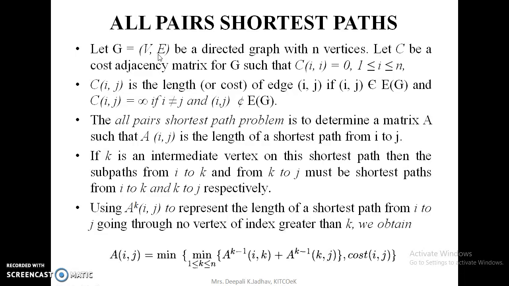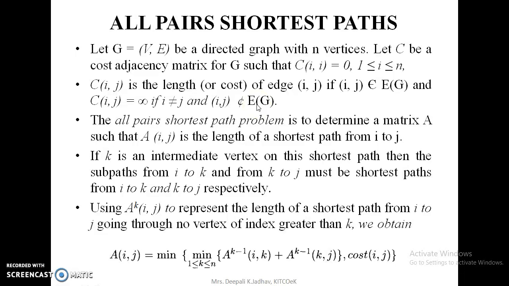So this graph, first we represent as a cost adjacency matrix, such that C(i, i) is equal to 0, means all diagonals first we consider as 0. After that, C(i, j) is the length or cost of the edge (i, j) if (i, j) belongs to the edges of the graph. Otherwise, C(i, j) is equal to infinity if i is not equal to j and (i, j) does not belong to the edges of the graph.